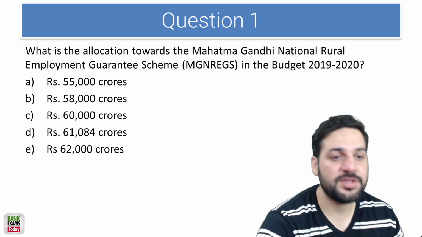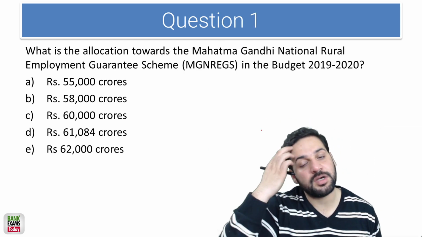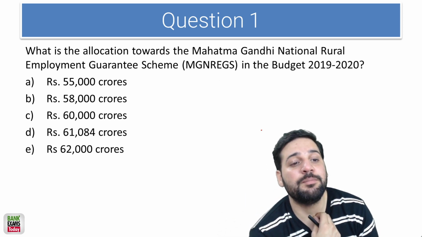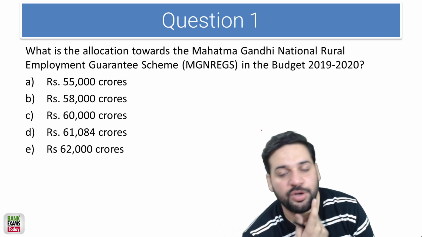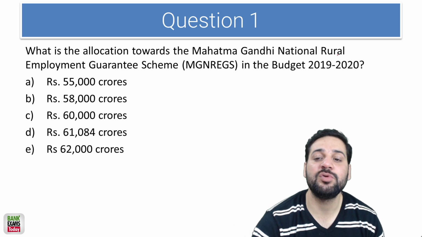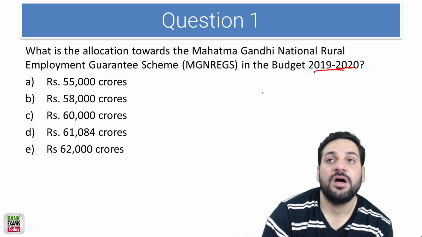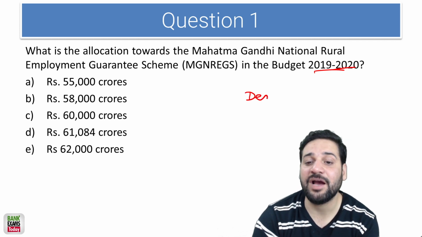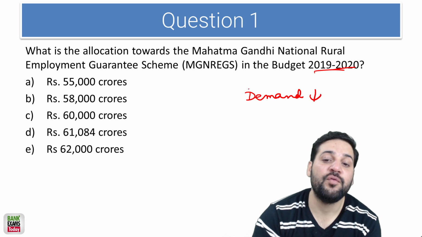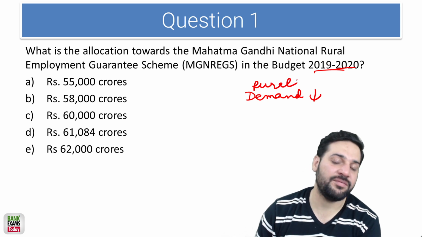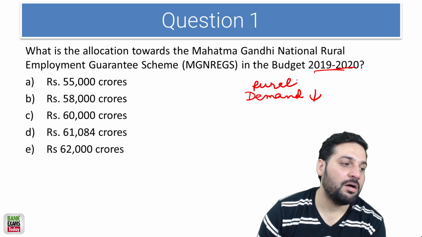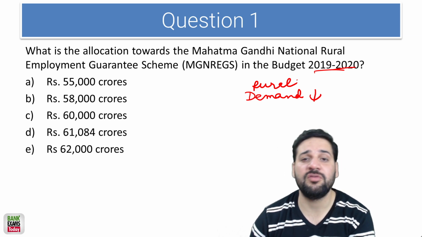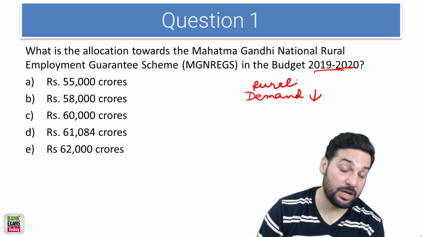Question number 1: what is the allocation towards the Mahatma Gandhi National Rural Employment Guarantee Scheme, MGNREGA in short, in the budget 2019-2020? See students, what has happened in India as of now? If you're reading newspapers properly, why is there a slowdown in India? Because there is a lack of demand, a lack of rural demand. In the rural areas, the demand went down. That's why the auto sector and many other sectors are facing problems. There is a general, macro-level slowdown in our economy.